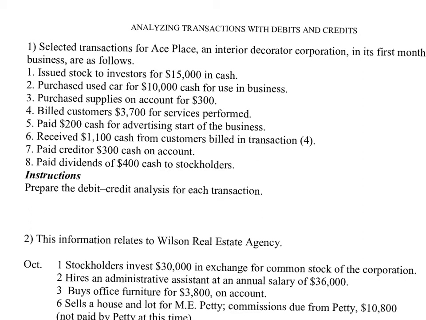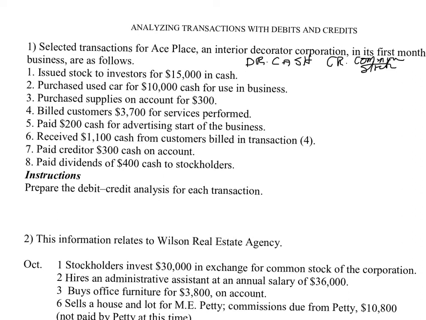Okay, we're going to analyze transactions now, and we're going to use this debit and credit system. To begin with, issued stock to investors, and I received $15,000 in cash. This is the company, sells shares, and receives cash. So cash goes up, so it's debit, cash, and we always do the debits first, and then we do the credits. So credit, in this case, common stock. Okay? Now do the debits first and then the credits.